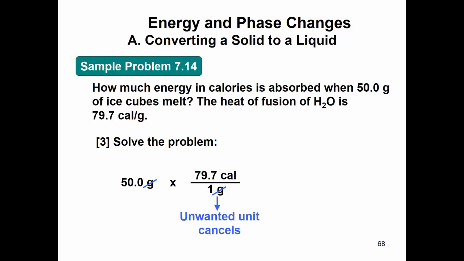That's exactly what we do. Our grams cancel. So we take 50 times, since we have 50 grams and there's 79.7 calories per gram, then you multiply 79.7 calories times 50, and we get 3,985, but we need 3 sig figs, so we have to round that to 3,990 calories. So all you have to do is multiply.